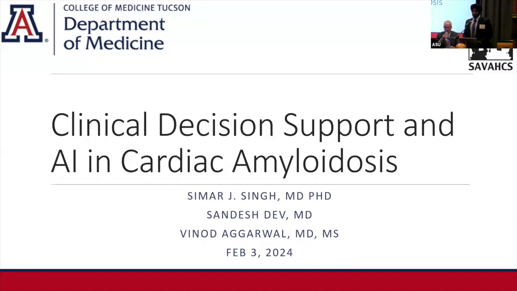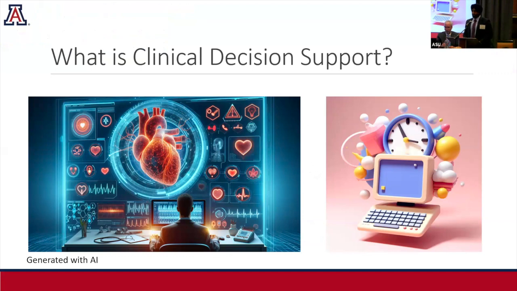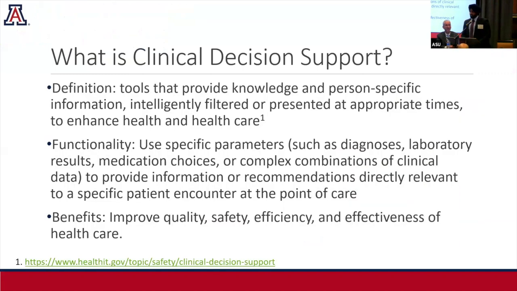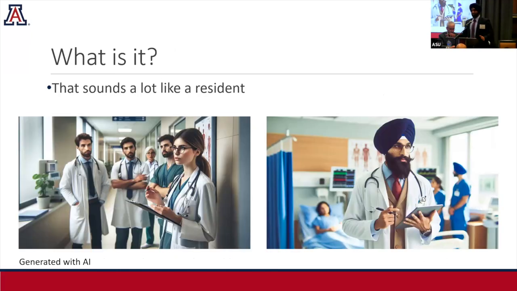Let's talk a little bit about clinical decision support. So what is that? Well, if you ask ChatGPT what this is, it'll give you something like this. I think we all hope it would be something on the left, but right now it's probably more like what's on the right. If you ask the government and the Office of Health Information Technology what CDS is, they would say it's a set of tools there to provide knowledge and person-specific information at the right time, at the right place. They take in data from all these different modalities and synthesize it for us to make better decisions in healthcare. To me, that sounds a lot like a resident. And if you ask ChatGPT what a resident on rounds looks like, this is what it comes up with.